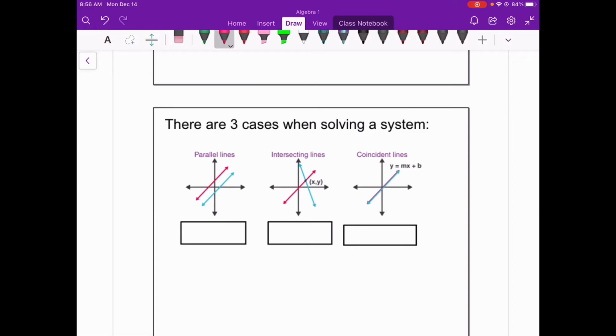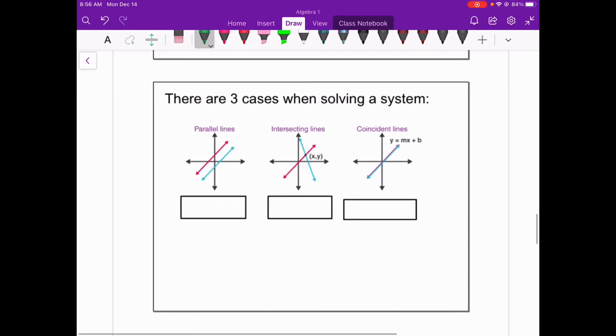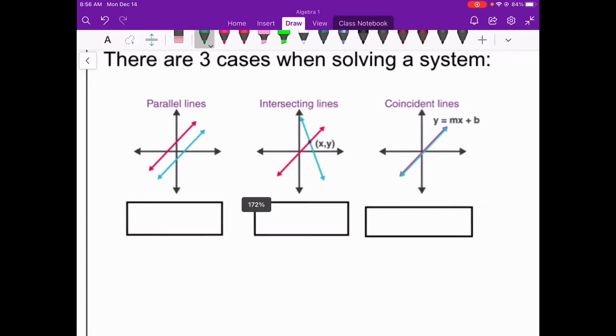Hey guys, today we're going to learn about section 5.1, which is graphing a system of equations and solving. Before we begin, go to slide number 5, and we're going to look at the visual representation of what we're doing today. Slide number 5 shows 3 cases of solving a system.